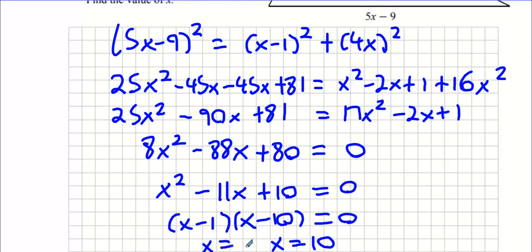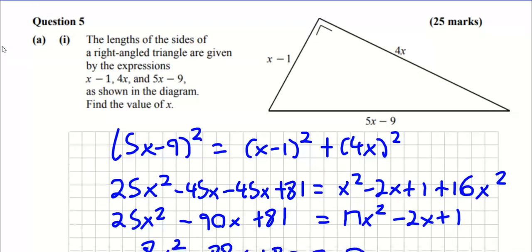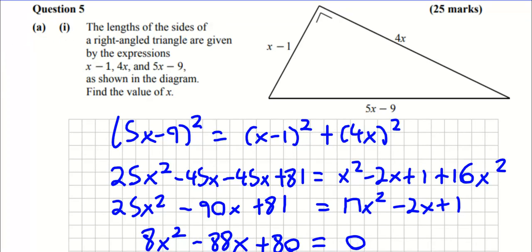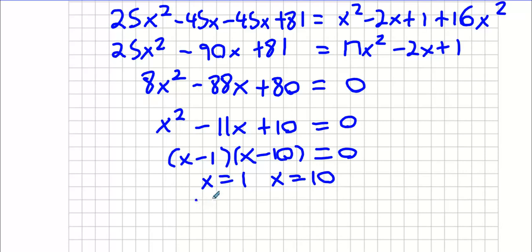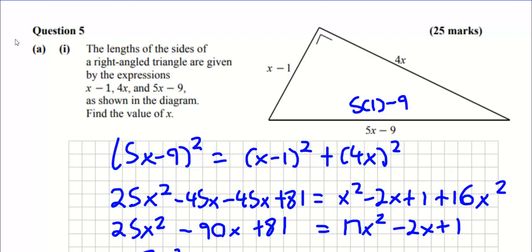Who got 10 and 1? Eventually. Now, if you think of 10 and 1, here's the problem with the number 1. What's 5 times 1 take away 9? Can lengths ever be minus? So that means your number 1 is disqualified. The only answer is actually 10. We go back up to the top and we put in 10, all right?